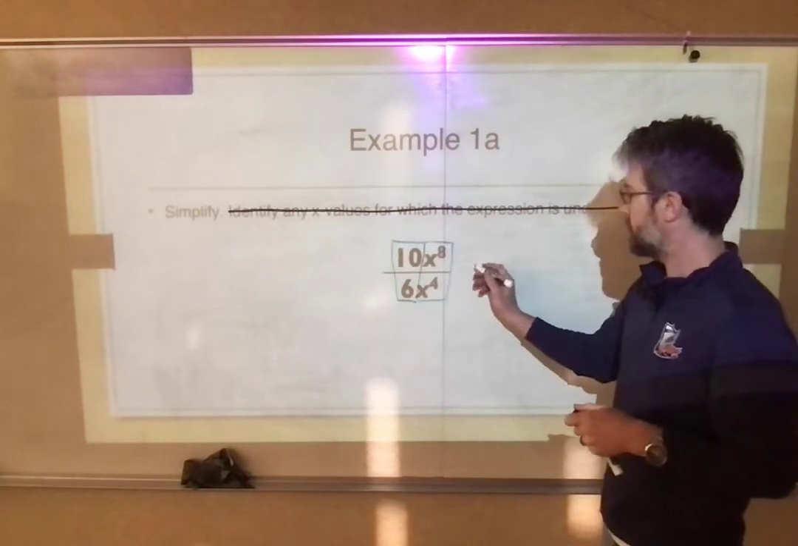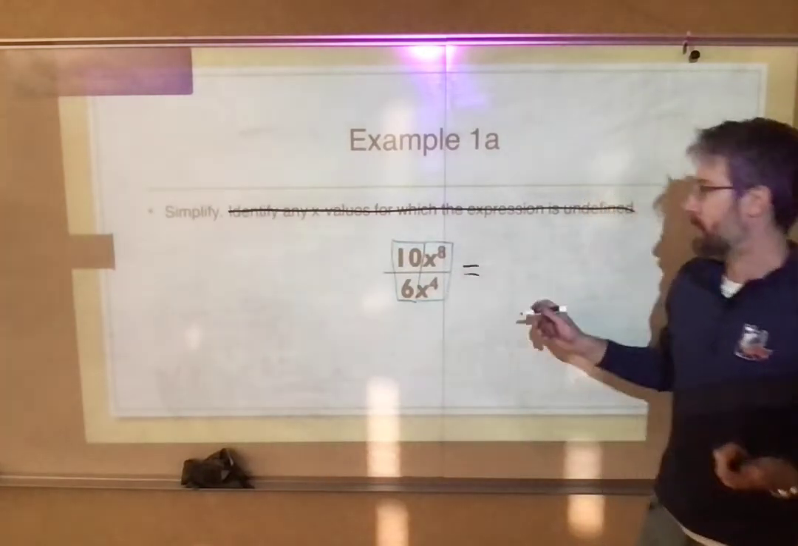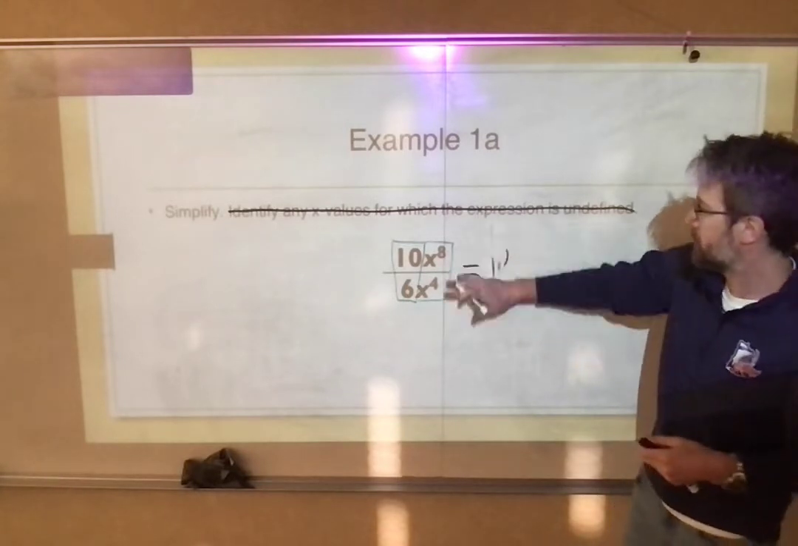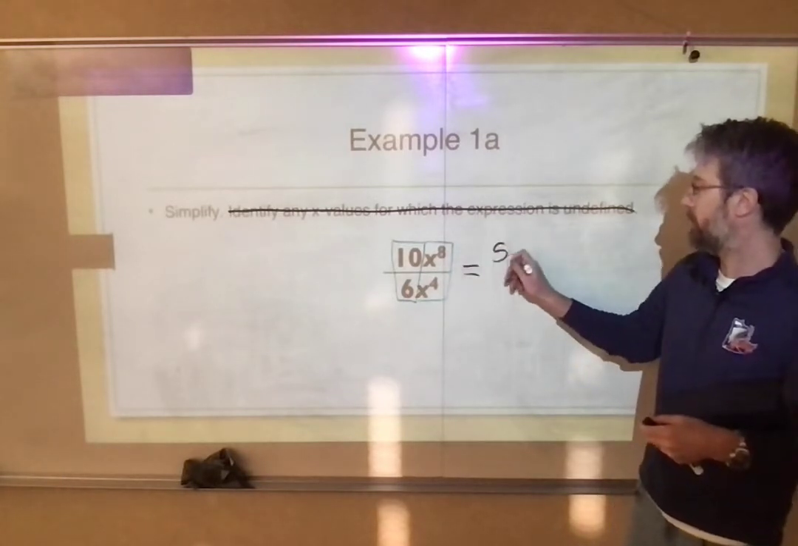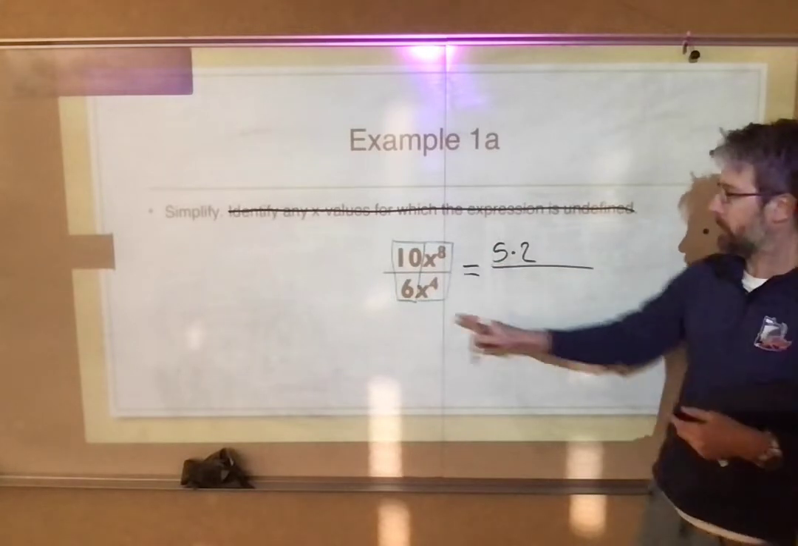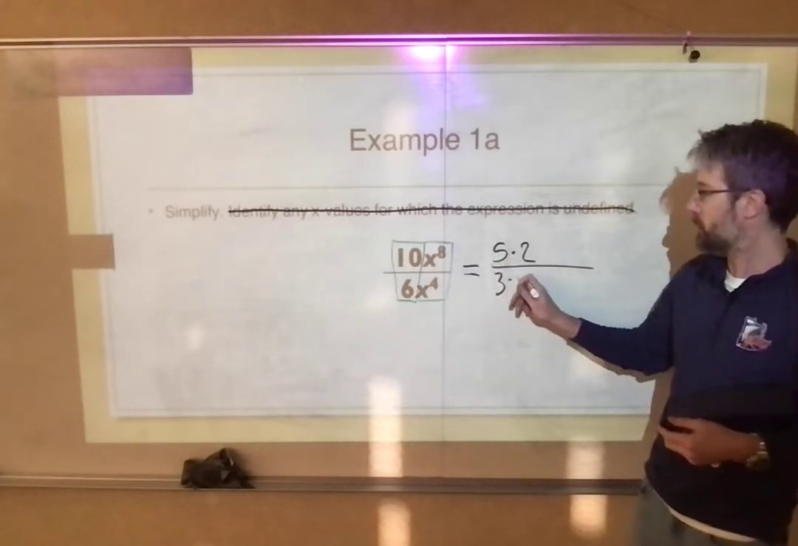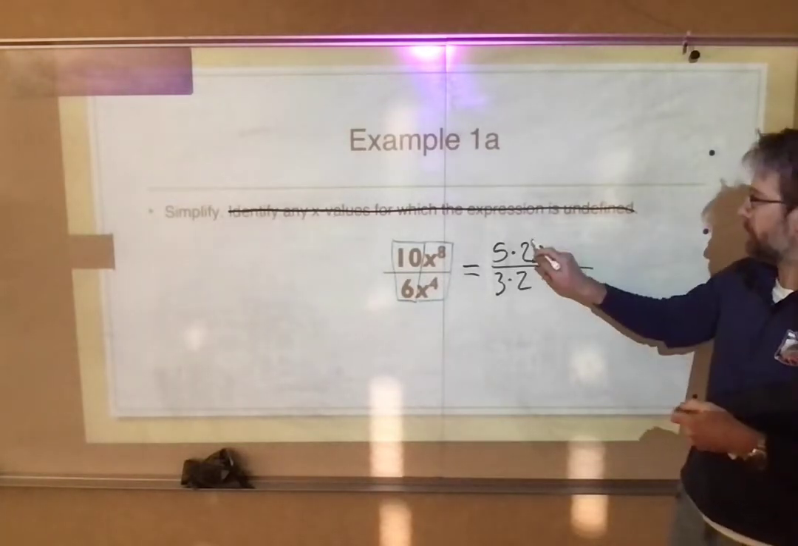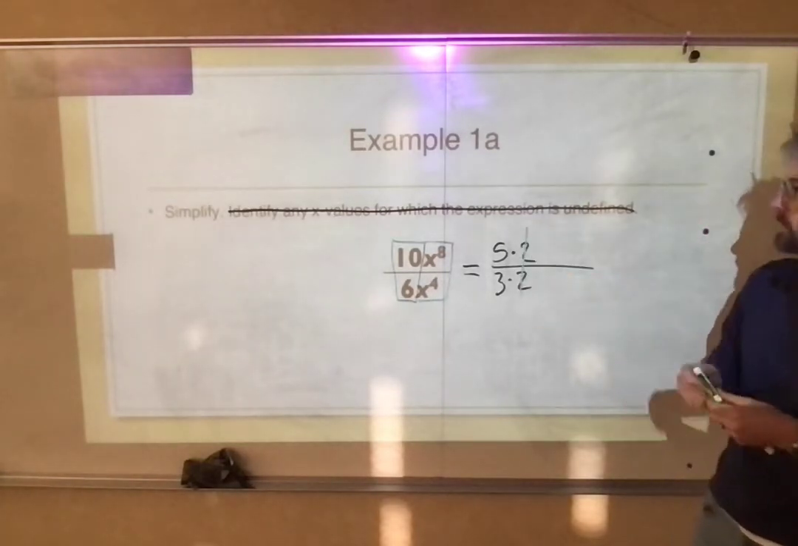All right, 10 over 6. Both of them are divisible by 2, so we could reduce it that way. Or we could think of 10 as not 10 times 1, but 5 times 2. And we can think of 6 as 3 times 2. Then the 2's cancel out, and I'm just left with the 5 over 3 for that part.